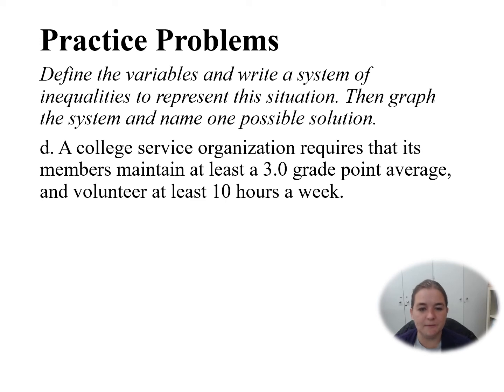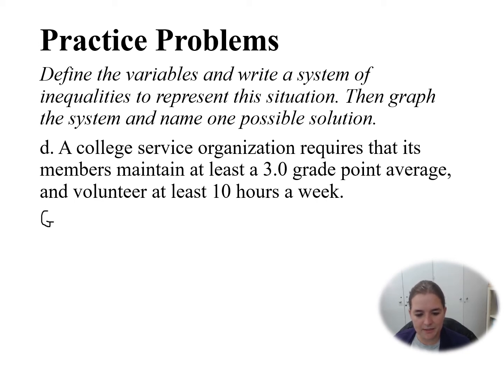You can sketch it here. We're taking that idea of applying our systems. We're going to apply the system of inequalities. We're going to define the variables, write the system, graph it, and name a possible solution. So a college organization requires that its members maintain at least a 3.0 grade point average and volunteer at least 10 hours a week. So what I'm going to do is I'm just going to define it.